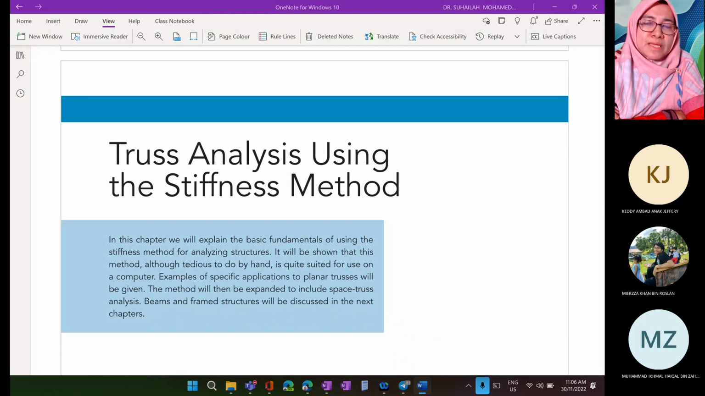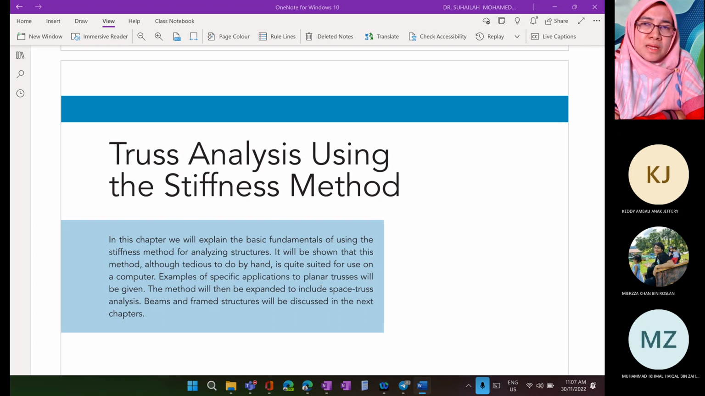Okay, so the stiffness method is actually another method to analyze indeterminate structures. If we have the flexibility method to analyze indeterminate structures, we also have another method called the stiffness method. And the stiffness method is one of the most popular methods in the world, because this is the theory behind all structural engineering software.